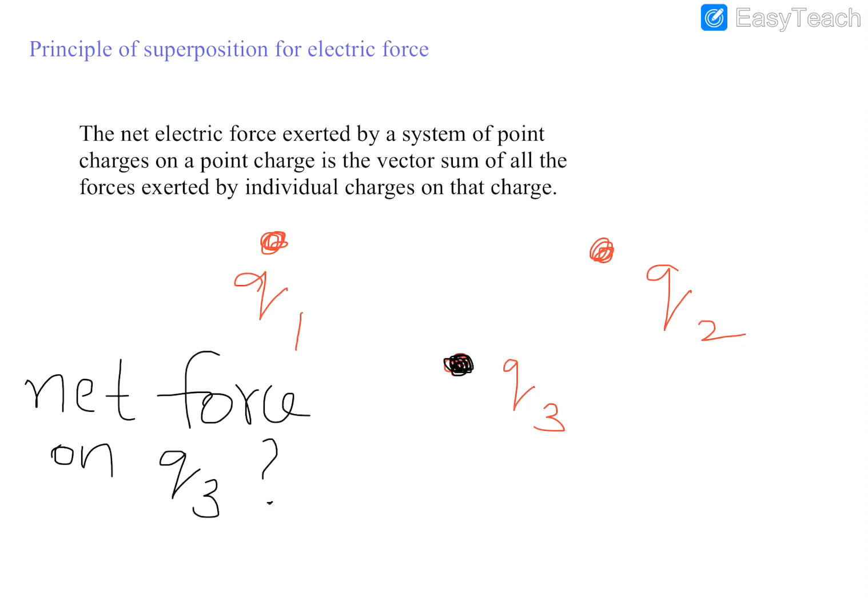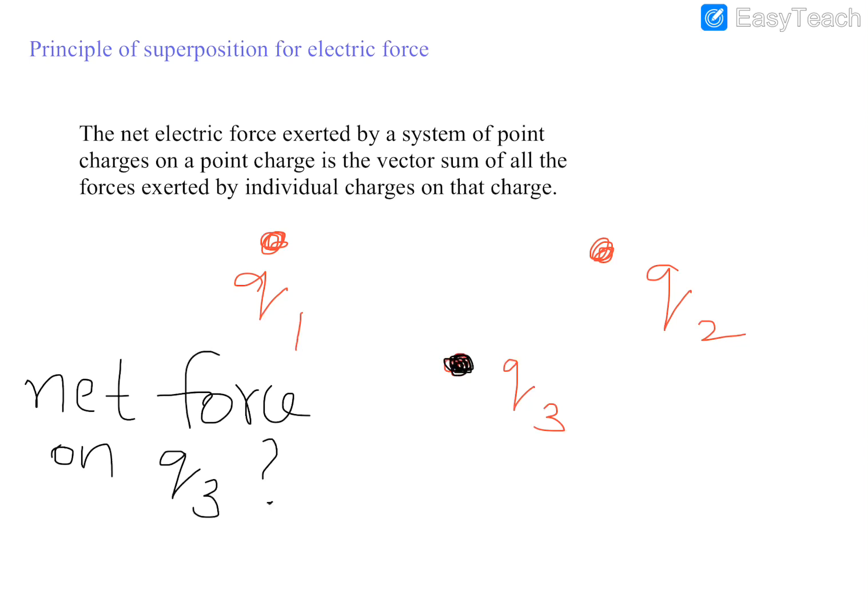If it is repulsive, the force acting on that charge will be away from the other charge which is exerting that force. So repulsive means the force will be in this direction. If it is attractive, then the force will be in this direction. Similarly, if Q1 is exerting a repulsive force on Q3, then the force will be in this direction. And if Q1 is exerting an attractive force on Q3, the force will be in this direction.